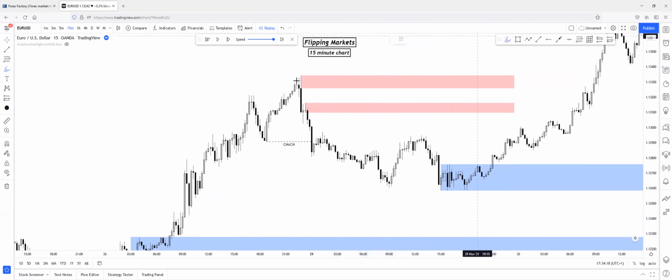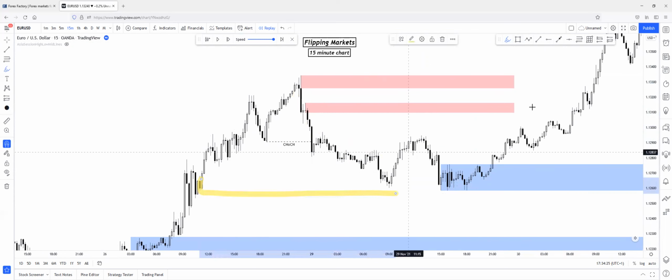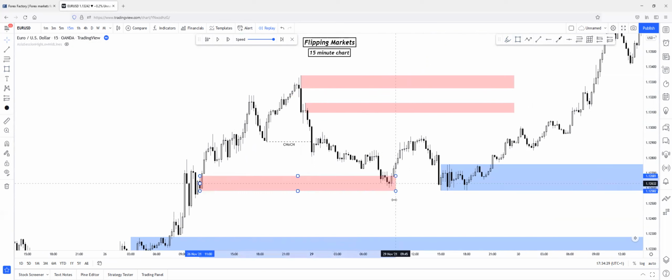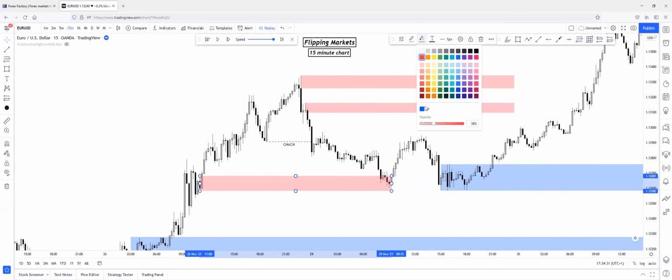So yeah, after this, price started to do a bearish trend here on the 15-minute chart. But price tapped into this demand zone right here. Tapped into this demand zone and changed character to the upside after the tap of this demand zone.